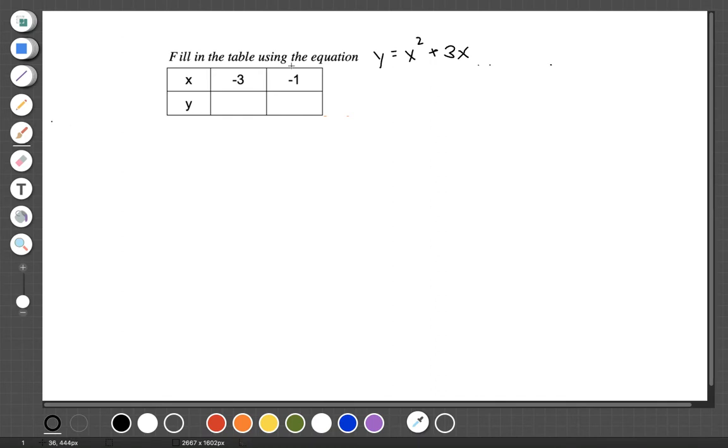All right, so for this problem, we have an equation they give us. It says fill in the table using the equation y equals x squared plus 3x. And we look at our table, we have a few x values they gave us. We don't know the y's. So that's what I need to figure out, is the two y's.